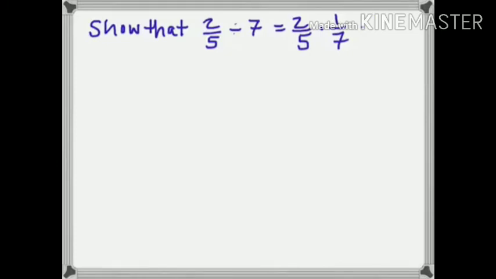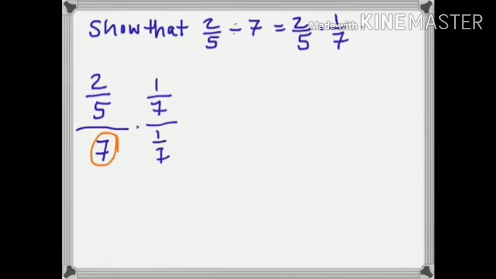Alright, let's try it with one more example. Show that 2/5 divided by 7 equals 2/5 times 1/7. Alright, so I'll rewrite this. This is 2/5 divided by 7. Right, and then using the identity property, I'm going to multiply this by 1. And I'm just going to choose to do 1/7 over 1/7 because I can see where I'd like to end up. I'd like to use the reciprocal of this 7 so that my denominator will cancel out and just be a 1.